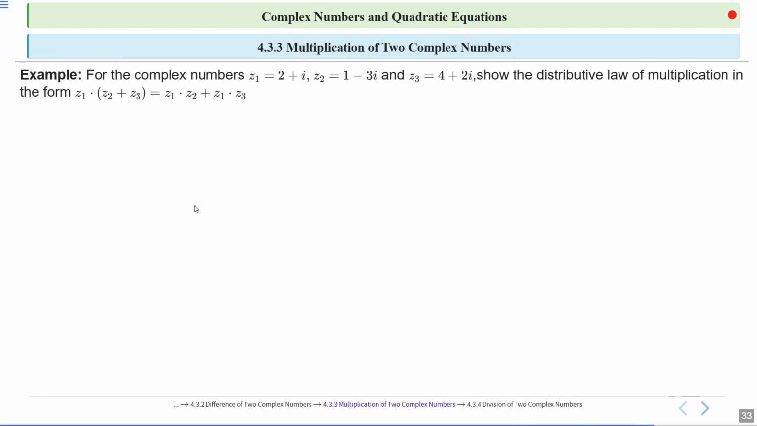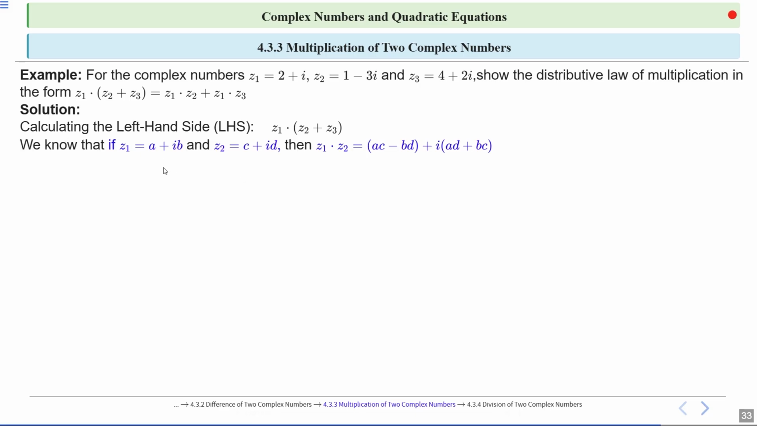So let's see an example. For the complex numbers z1 equals 2 plus iota, z2 equals 1 minus 3 iota, and z3 equals 4 plus 2 iota, verify the distributive law of multiplication in the form z1 times (z2 plus z3) equals z1 times z2 plus z1 times z3. So let's see the solution. Calculating the left hand side, LHS, z1 times (z2 plus z3).